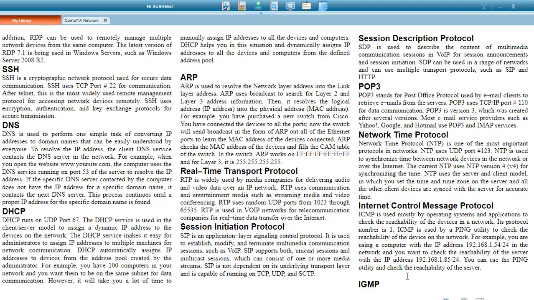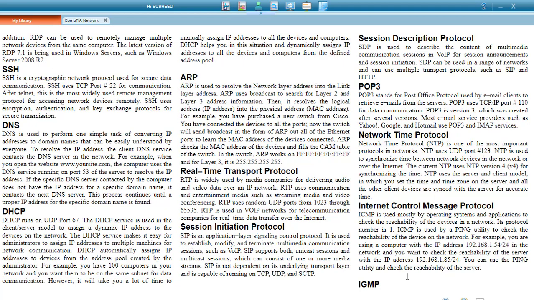DHCP. DHCP runs on UDP port 67. The DHCP service is used in the client/server model to assign a dynamic IP address to the devices on the network. The DHCP service makes it easy for administrators to assign IP addresses to multiple machines for network communication.